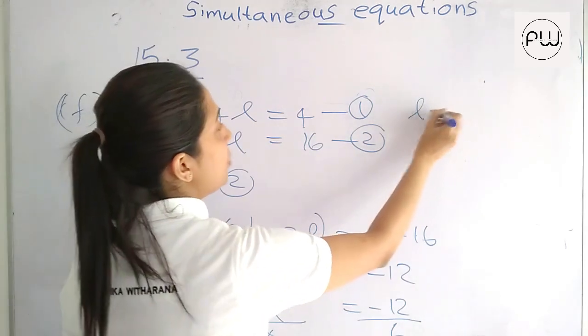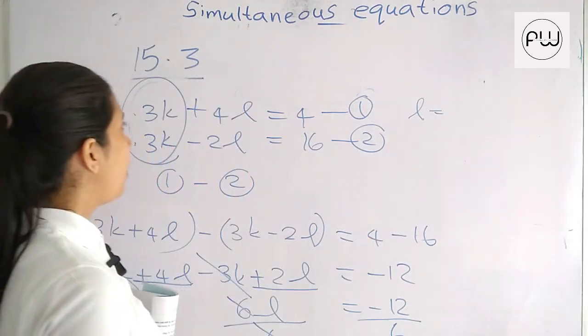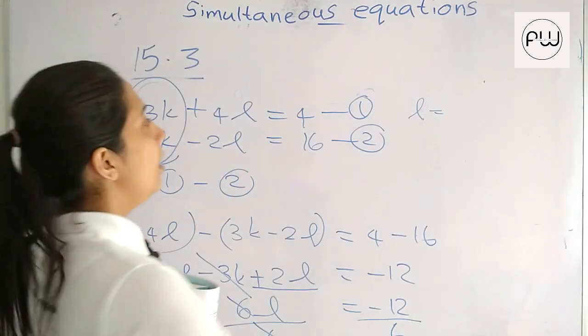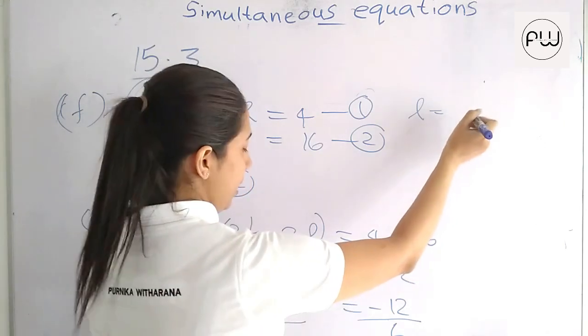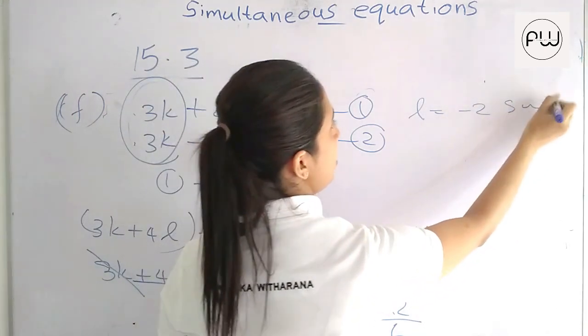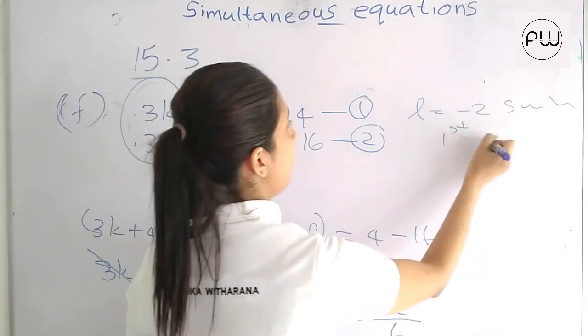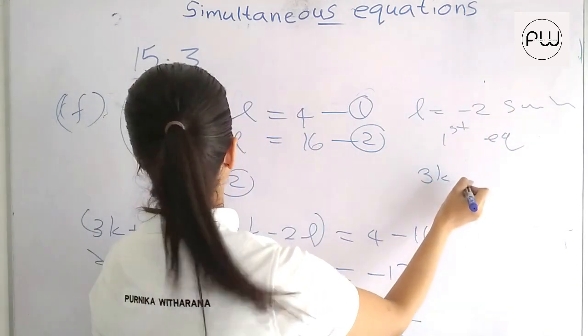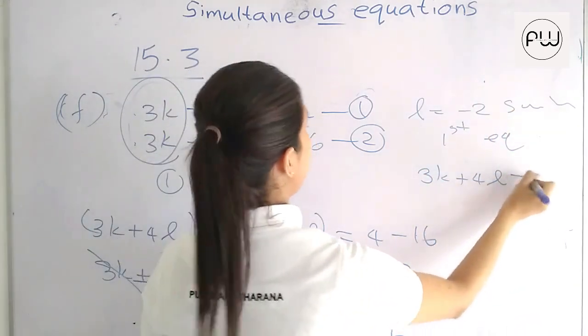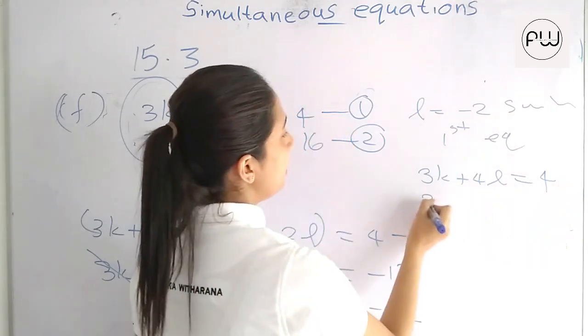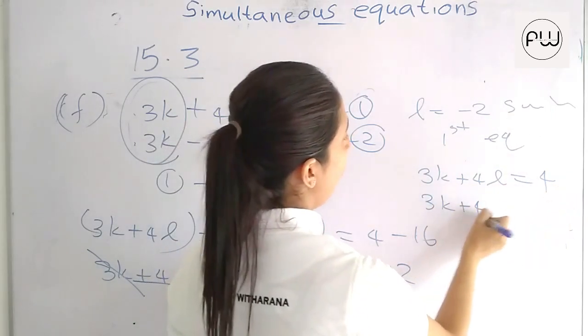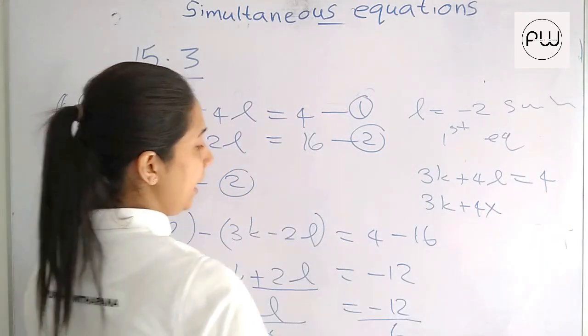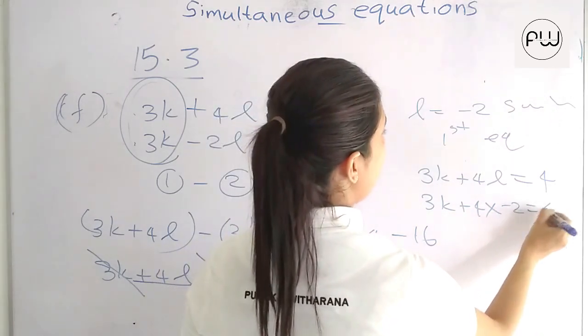Then we can substitute l equals minus 2 into one of the equations here. I take the first equation, l equals minus 2, substitute into the first equation. First one is 3k plus 4l equals 4. Then 3k, 4 times l, l equals minus 2, equals 4.